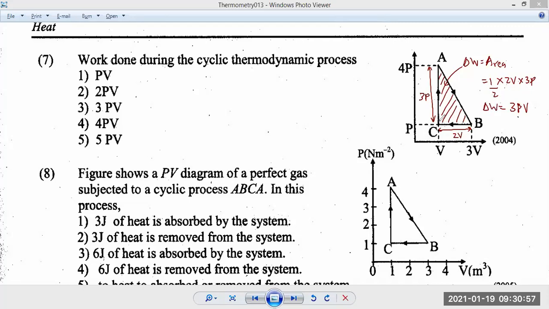And it is happening clockwise, therefore it should be positive, but they are not asking about whether it's positive or negative. Positive work done by the gas or on the gas. Third one should be the answer.